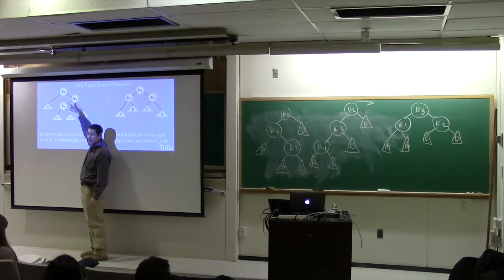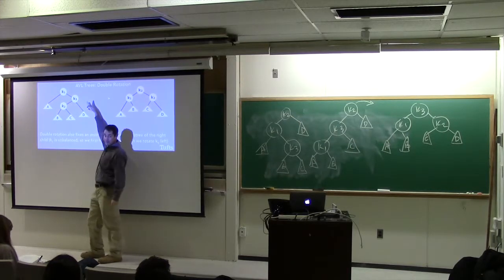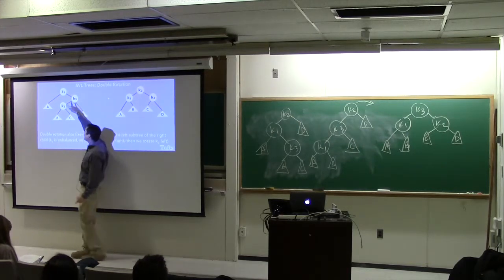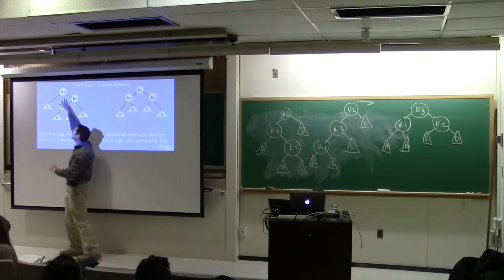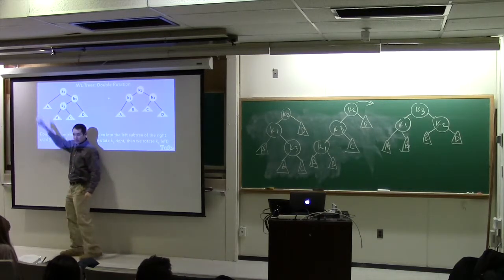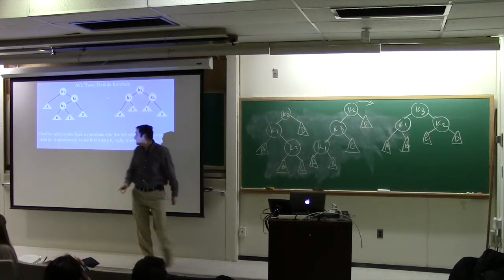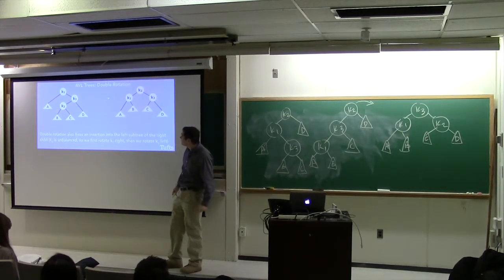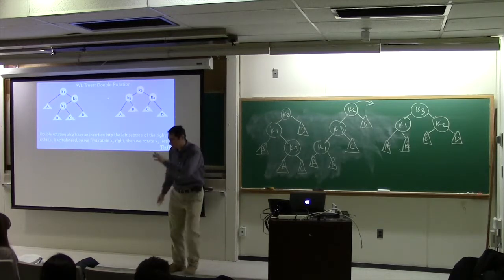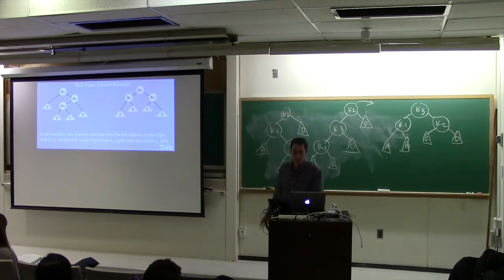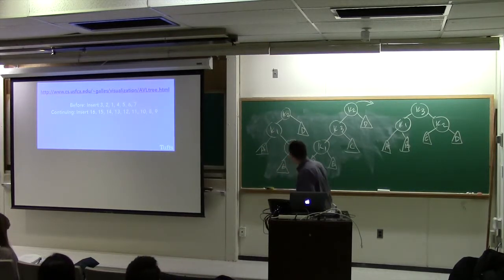K3 needs to rotate. Careful. K3 needs to go this way. Right? And then once that happens, then we can rotate K1 that way. And it ends up coming out like that. OK? Make sense? We'll see some examples of this. In fact, we will right now.